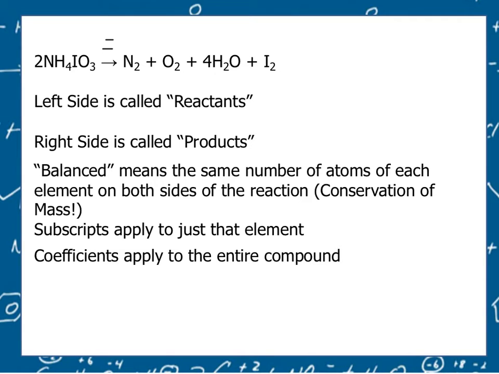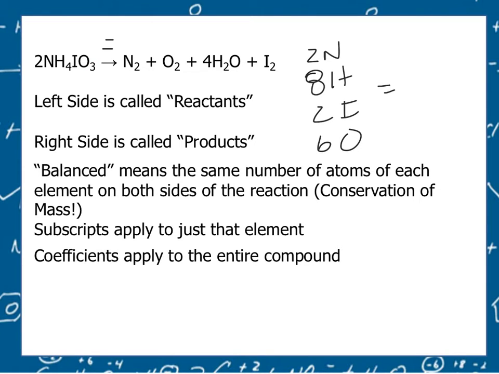So if we look at this real quick, we can see that this is a balanced equation because on this side I have 2 times 1, so I have 2 nitrogens. I have 2 times 4, so I have 8 hydrogens. 2 times 1, 2 iodines. And 2 times 3, 6 oxygens.